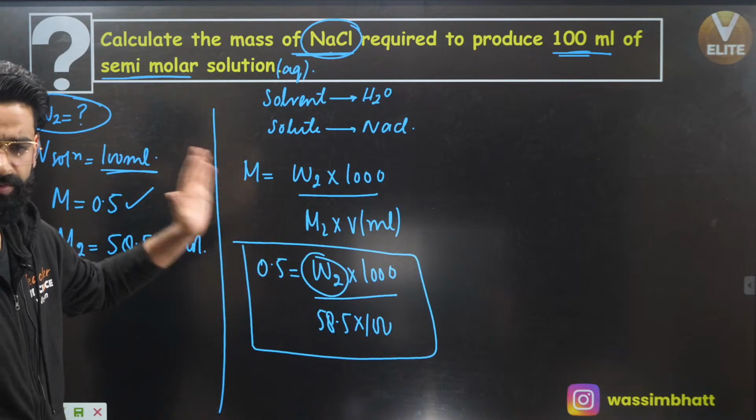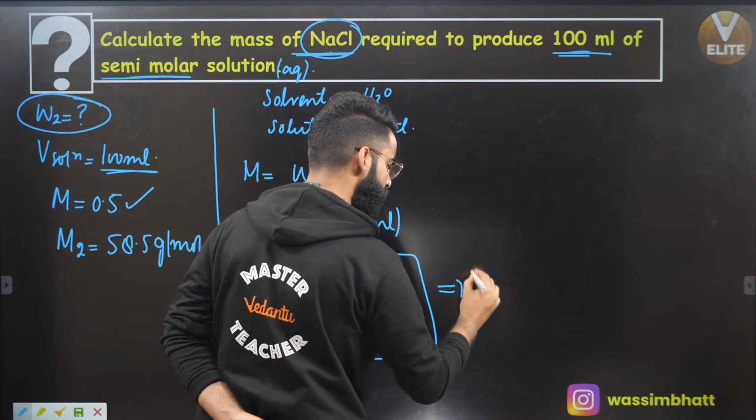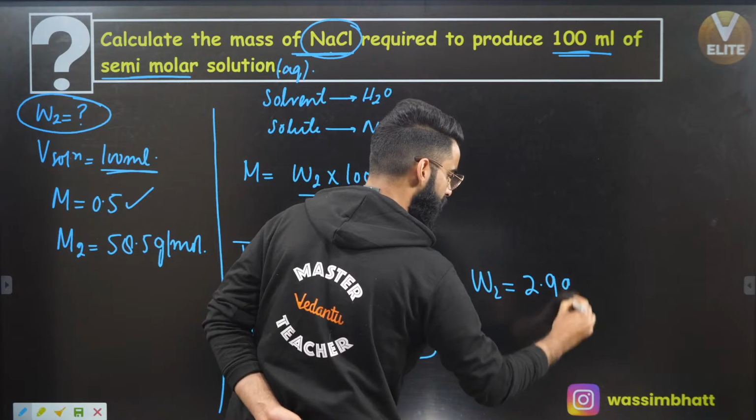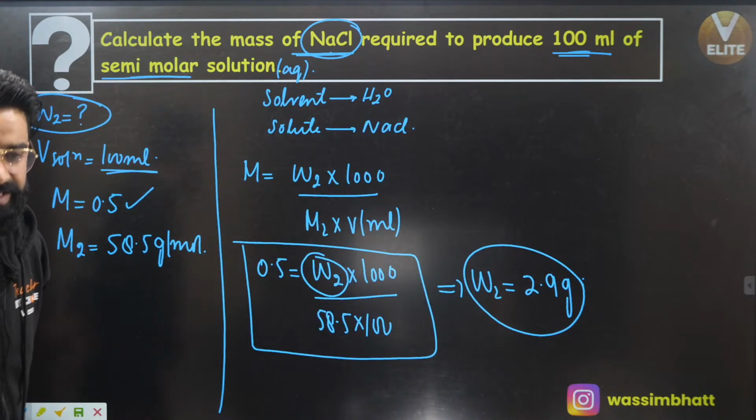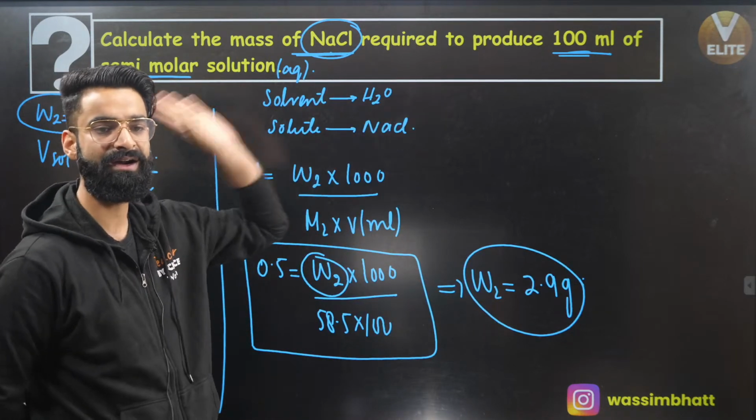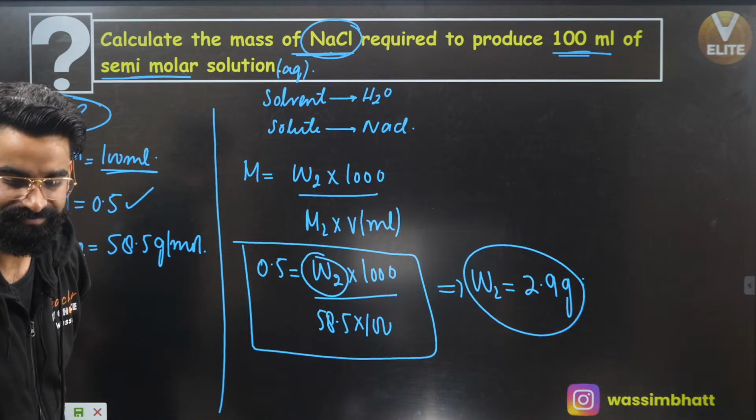You can calculate the value of W2 from here. You'll be getting the value of W2 approximately equal to 2.92 grams. This simply means 2.92 grams of NaCl are present in 100 ml of 0.5 molar aqueous solution, right?